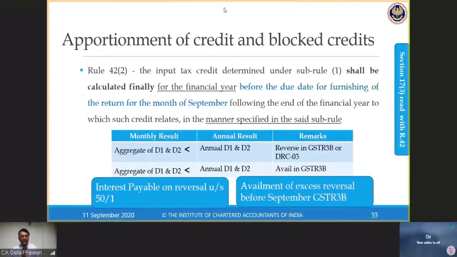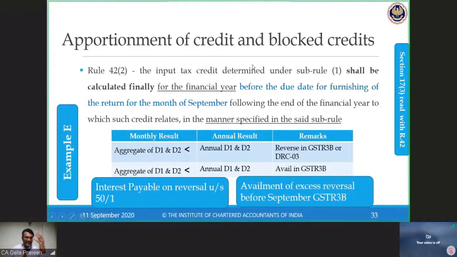Excess reversal. So friends, what I have done, again, I can sense your pulse that you're having this over the head. I have taken one example. I will solve this example for your understanding. Open your Excel file. Come to sheet example E. Now, this example E is a practical way how we do on a month-on-month basis.